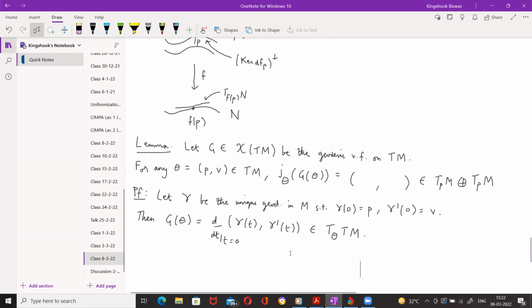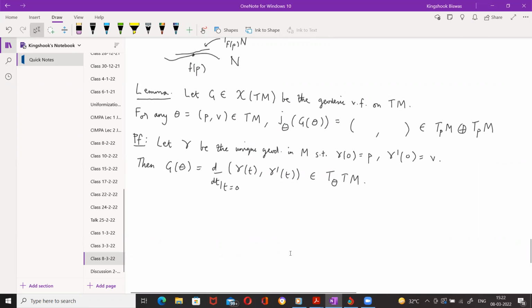Yes. Okay. So we're looking at the geodesic vector field on the tangent bundle, and we want to look at what its horizontal and vertical components are, right? So we want to calculate d pi theta of J theta, G theta, and K theta of G theta, right? So at a point theta, which is (P, V) in the tangent bundle, we let gamma be the unique geodesic such that gamma(0) is P and gamma prime(0) is V. So then by definition of the geodesic vector field, G theta is the element of T theta TM given by d/dt at t equal to 0 of the curve (gamma(t), gamma prime(t)) in the tangent bundle, right?